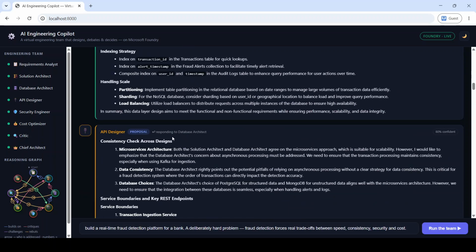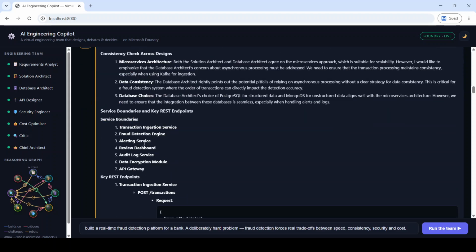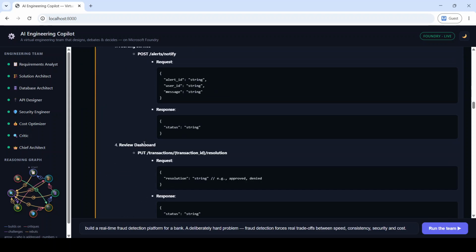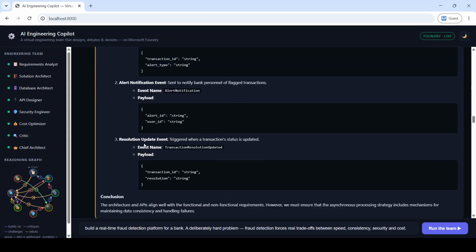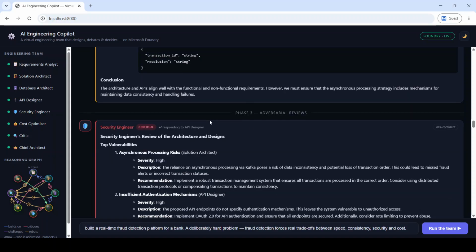Then the discussion went from the database architect to the API designer. Like his proposal, the API designer is saying this one. Then it gave the payload structure and all. Then you can see the conclusion: what it suggested aligns well with the functional and non-functional requirements. However, we must ensure the asynchronous processing includes mechanisms for maintaining data consistency and handling failures.